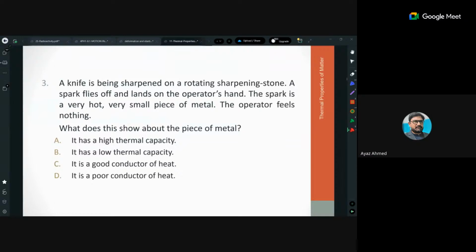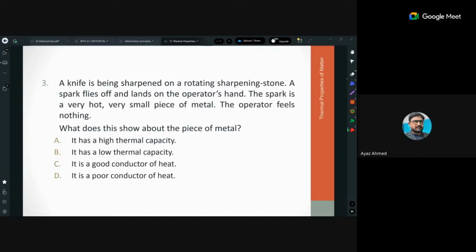If it had a very high thermal capacity, its temperature would not decrease in the time in which it separates and touches the person's hand. So it would burn and damage the person. So it has a low thermal capacity. Second thing, it is a good conductor of heat. Yes, we believe it is a good conductor of heat. It is a poor conductor of heat. Yes, these are all true statements.